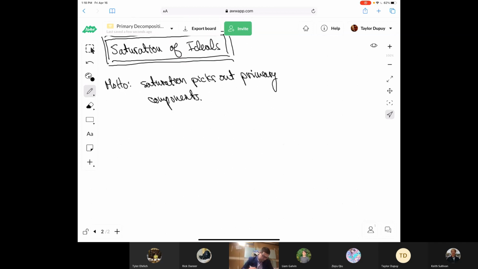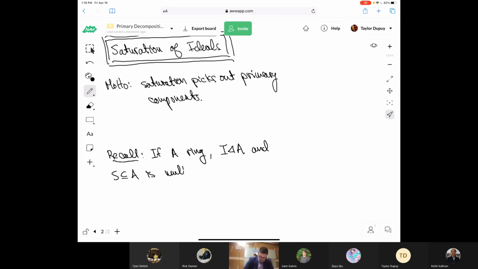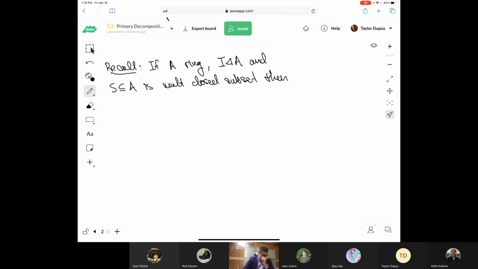Recall, we had some exercises on this. If A is a ring, I is an ideal in A, and S, a subset of A, is a multiplicatively closed subset, then we had this colon ideal, I colon S. This is equal to the set of Y in A such that there exists some s in S with sY an element of I. This is the way you should read these colon ideals.